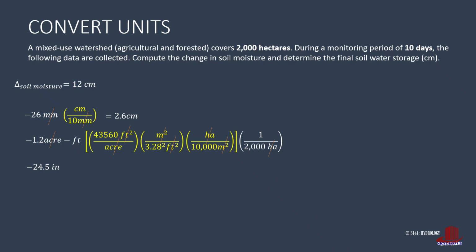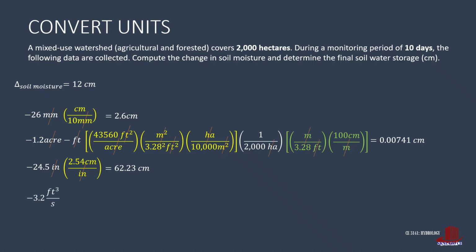Next is to convert feet into cm, and that is by using the conversion factors of 3.28 feet per meter and 100 centimeters per meter. So the third term is converted into 0.00741 cm. For the next term, which is 24.5 inches, multiply the conversion factor of 2.54 cm per inch, and this results to 62.23 centimeters.